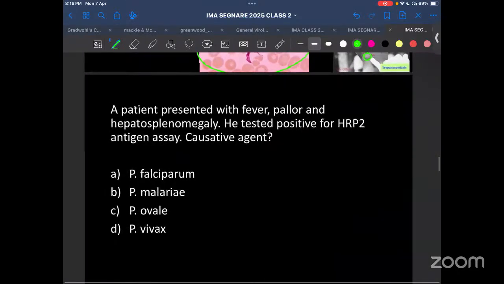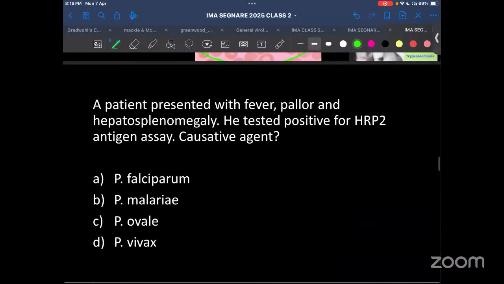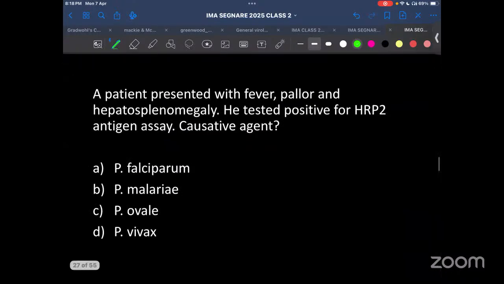A patient presented with fever, pallor, and hepatosplenomegaly. He tested positive for HRP2 antigen assay. Identify the organism. See, this is easy, you can answer this one. HRP2 antigen is specific for Plasmodium falciparum. It is an antigen detection test for malaria. HRP2 is positive only for Plasmodium falciparum.